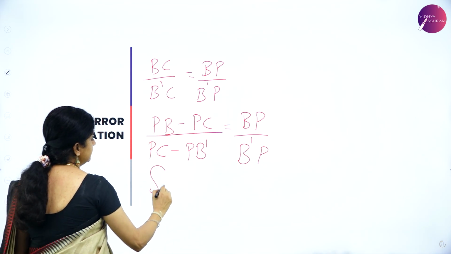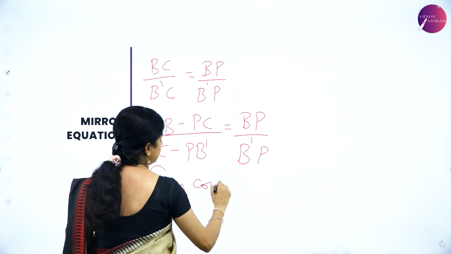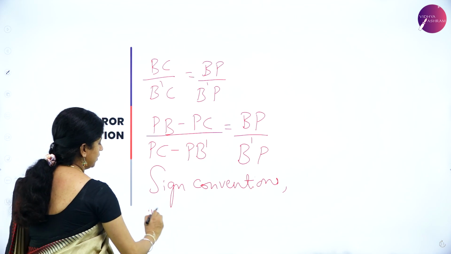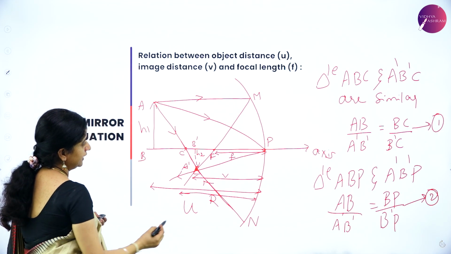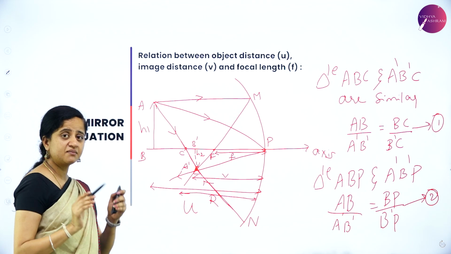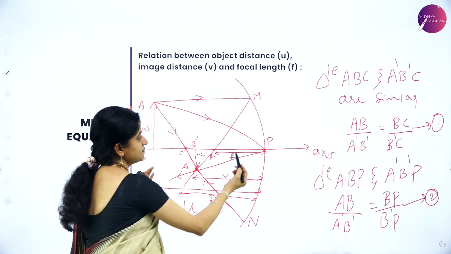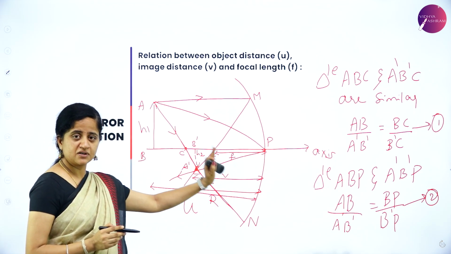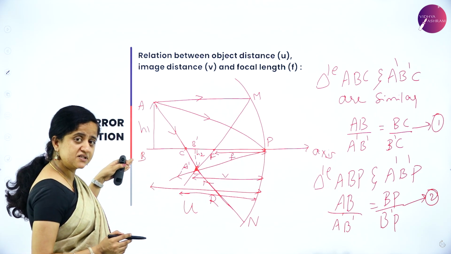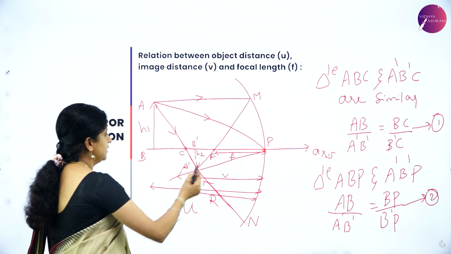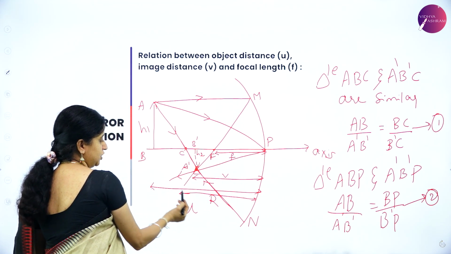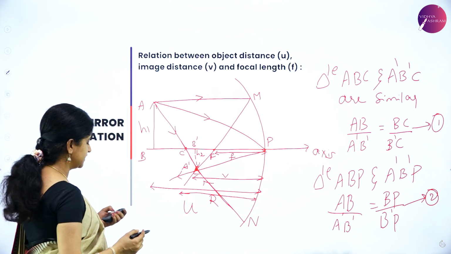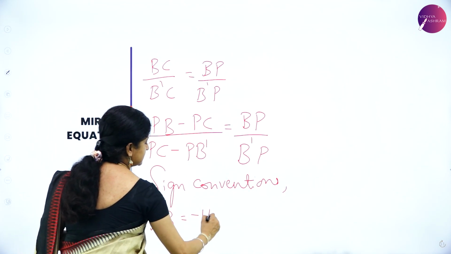Now, using sign conventions, we know the rules to write sign conventions. So, using sign conventions, what is PB? Look at this. PB, all the distances are measured from the pole. If the distance is measured in the direction of incident radiation from the pole, then it is positive, or if it is measured opposite, then it should be negative. Now, what is PB? It is U, but in the opposite direction of incident radiation, and hence it is minus U.